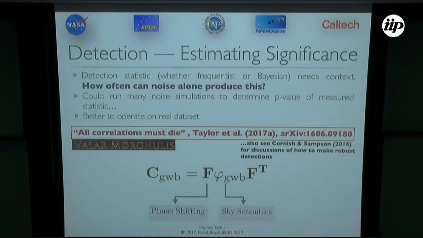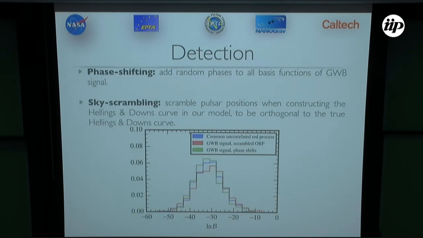So we came up with a method which is a combination of sky scrambling and phase shifting. In this rank-reduced description, this is your Fourier summation of the background to make the dense covariance matrix in the time domain. You can either add random phase shifts to all the basis functions, your sine and cosine basis functions, and that screws up the spatial correlations. Or you can scramble the pulsar positions in your model, so again, you've screwed up any possible correlations. And the idea is to make your screwed up operations on the true data set as orthogonal as possible to the Hellings and Downs correlations.